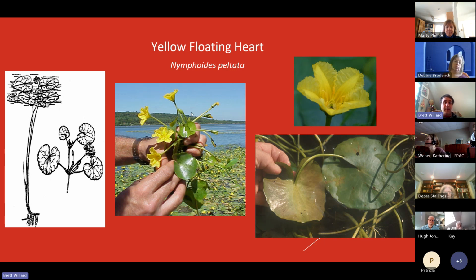Yellow floating heart also has a yellow flower that has ruffles on it that resembles a cucumber or a squash flower. And because they can bunch together, it may resemble a bouquet at the surface. The petals are also serrated, so if you take a look, you can see the little ridges on those flowers, and the margins of the floating leaves themselves are scalloped and wavy. You can see that there.